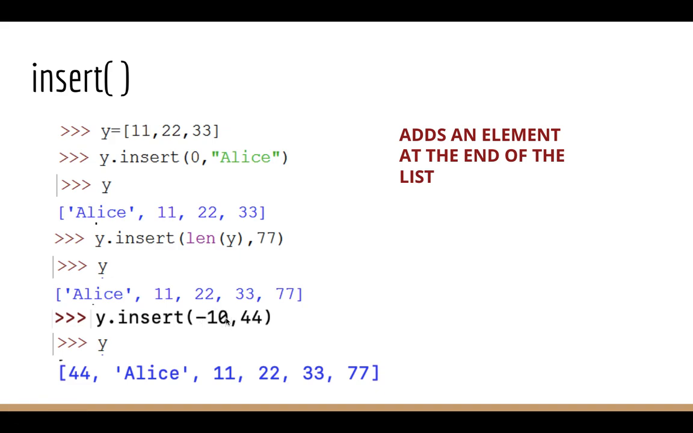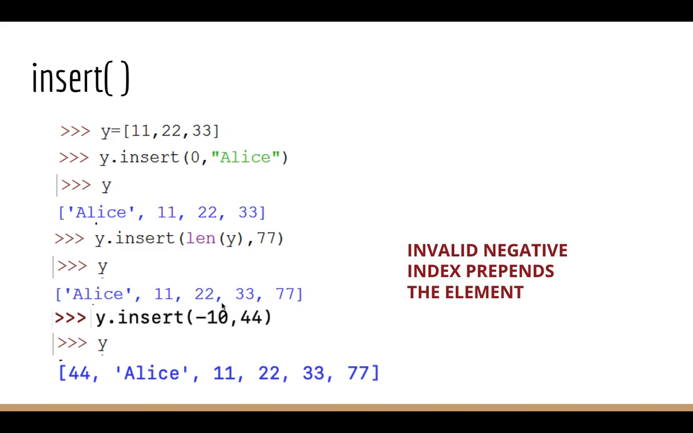Here index minus 10 is given, but do I have the index minus 10? Let's check it. Minus 1, minus 2, minus 3, minus 4 and minus 5. We only have negative indices till minus 5. Do I have minus 10 as the index? No, it is an invalid negative index. But will it show any error? No, it will not show any error. What it will do? An invalid negative index prepends the element. Prepends means it will put it at the very beginning of the list. So that's all about the insert function.